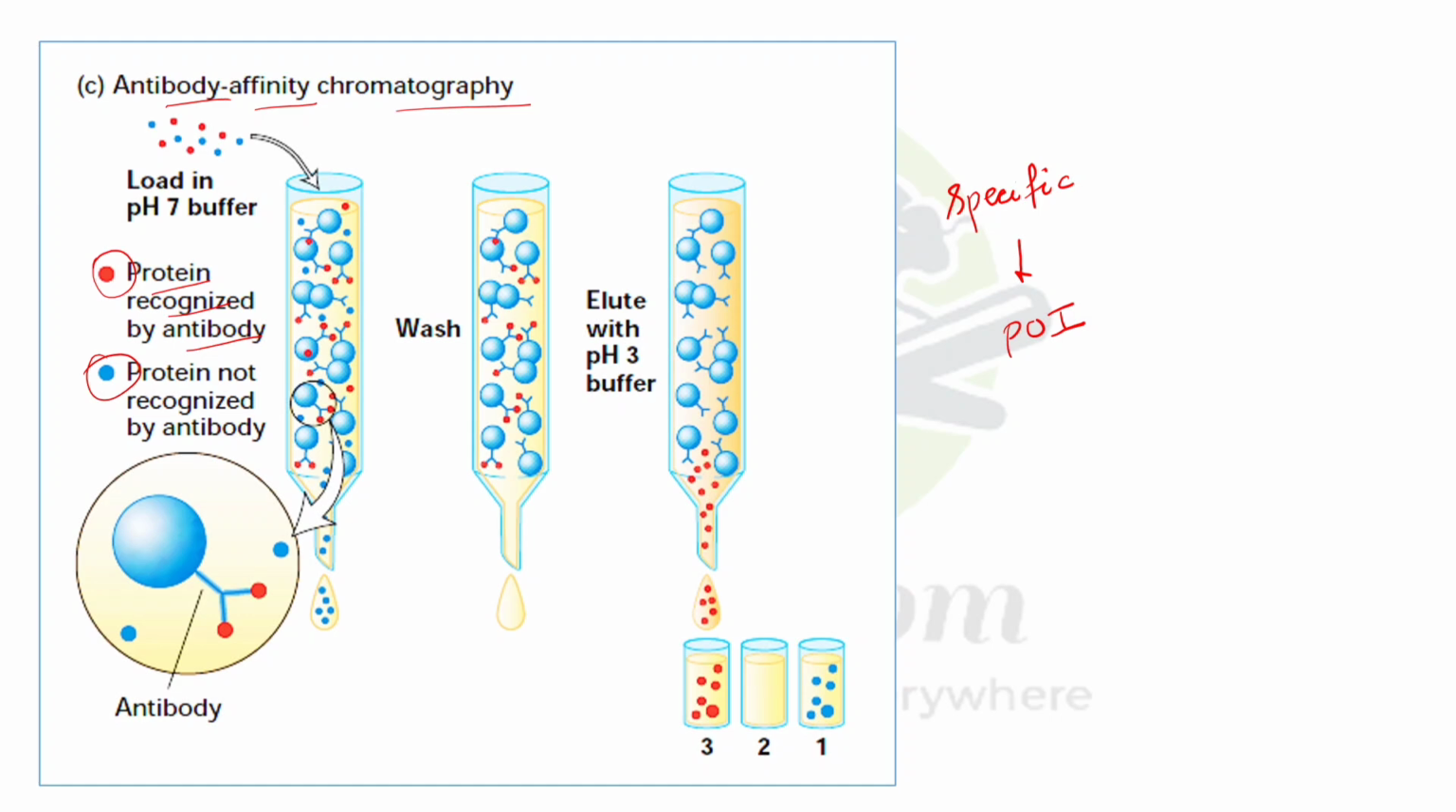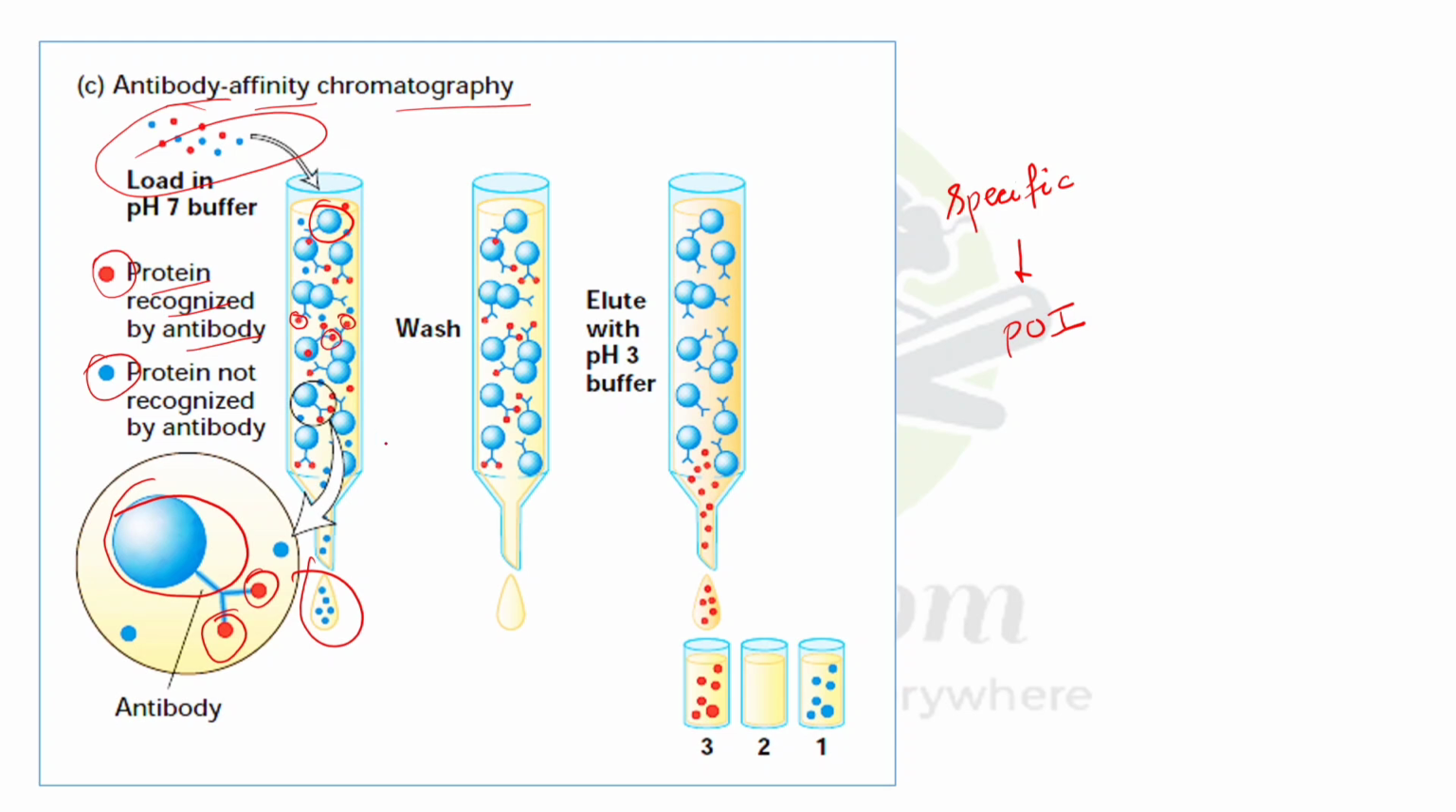So what you will do, you will put some specific antibody that will only bind the red one and not the blue one. Here you can see you have put so many of this antibody in the mixture of protein in which both blue and red protein are there. It will specifically bind to the protein of interest, the red one, and the blue one will be eluted out. All the blue ones are eluted out, and the protein of interest is bound to the antibody.